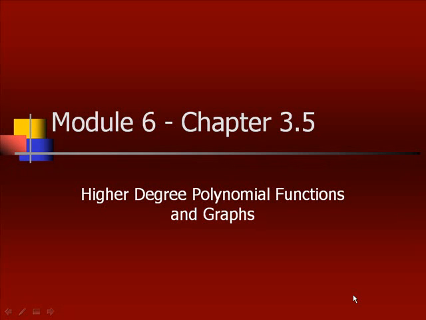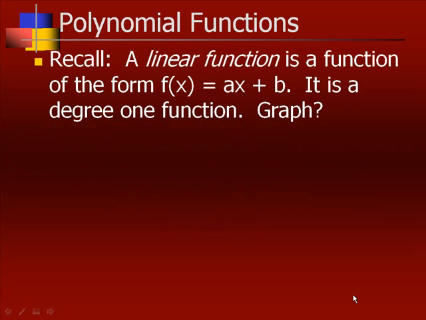Module 6, Chapter 3.5, Higher Degree Polynomial Functions and Graphs. Remember, a linear function is a function of the form f of x equals ax plus b. It is what we call a degree 1 function, and the graph is going to be a straight line with a slope of a and a y-intercept of b.